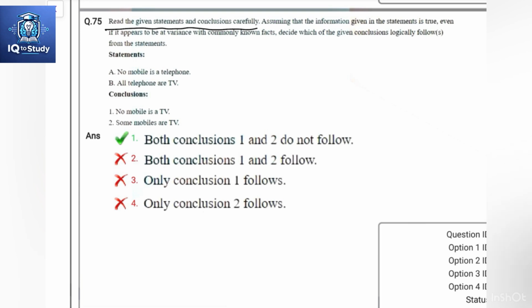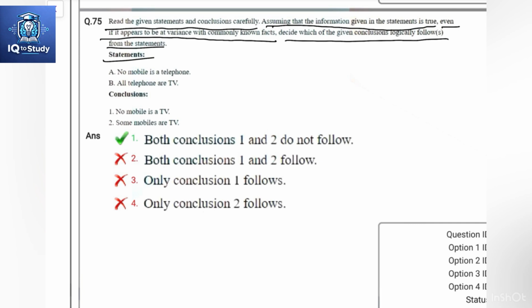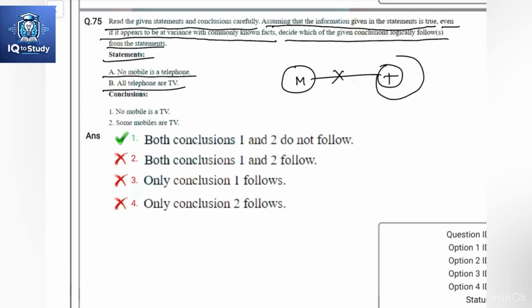Read the given statements and conclusions carefully, assuming that the information given in the statements is true. Even if it appears to be at variance with commonly known facts, decide which of the given conclusions logically follow from the statements. Given statements are no mobile is a telephone and all telephone are TV. It can be drawn as no mobile is telephone and all telephone are TV.